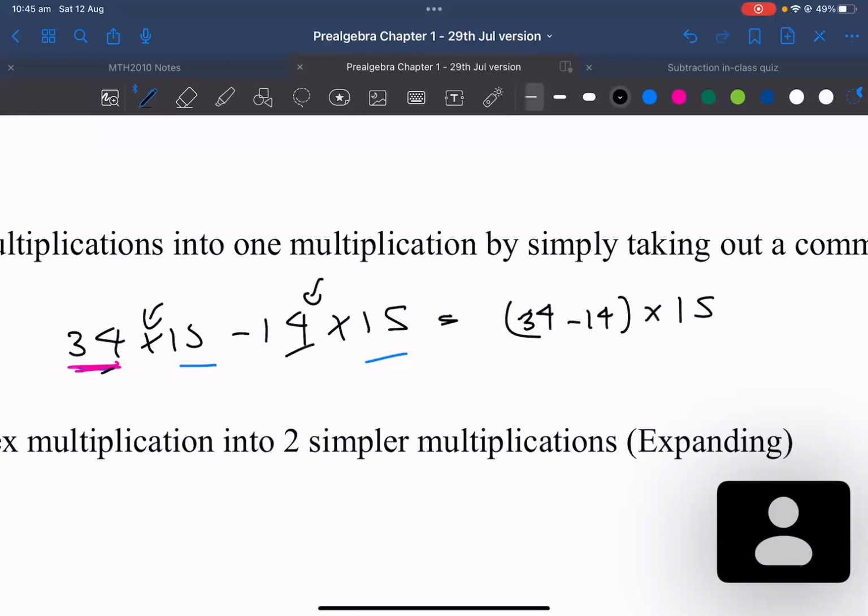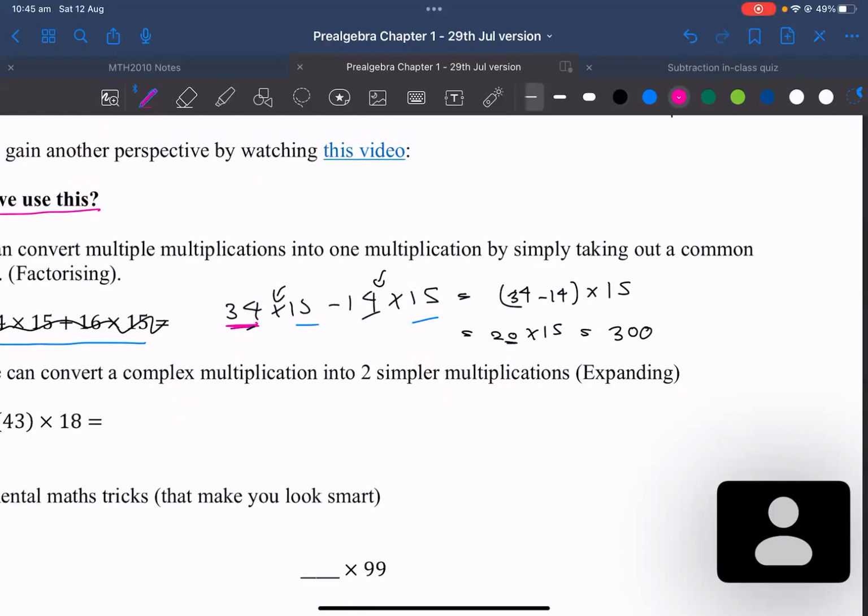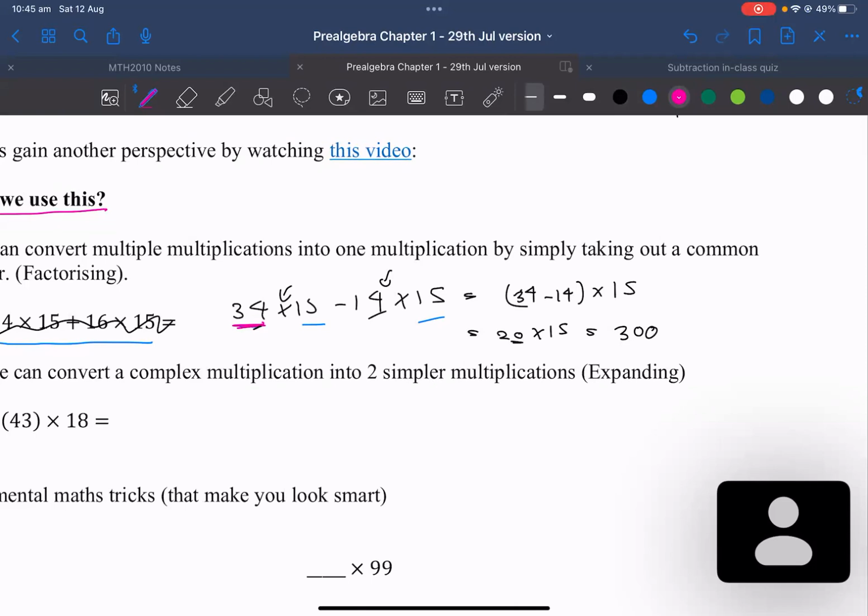All right, and then 34 minus 14 is 20, right? 20 times 15, and that's super easy. That's just 15 times 2 and add a 0 to it. So 15 times 2 is what, 30? And add this extra 0, 300. You see, I could have done it the other way, but I just did it this way, and it's a lot less work. A lot nicer numbers.